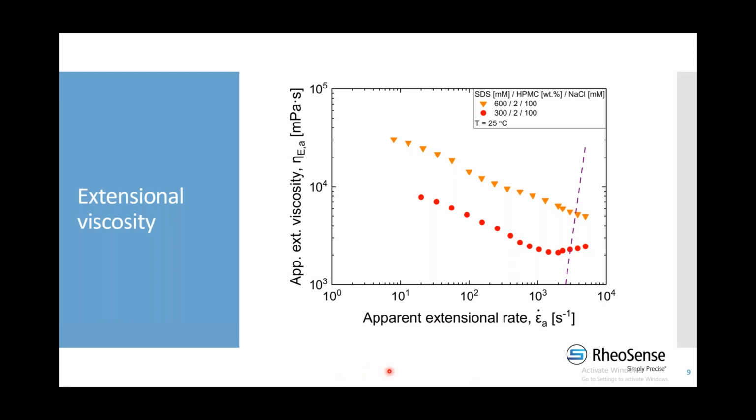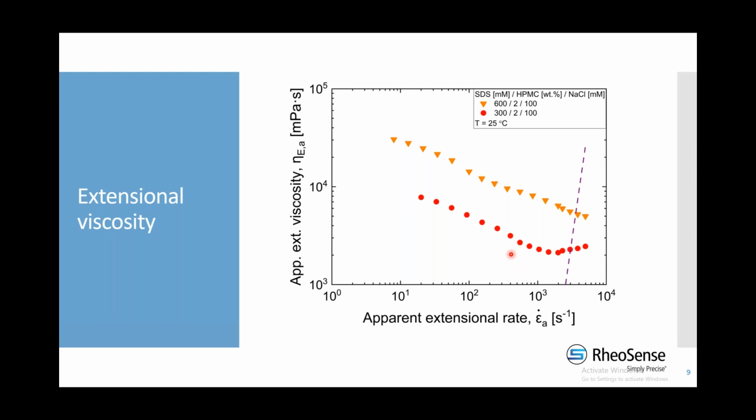So this plot here is showing you the results, the extensional viscosity versus extensional rates. These samples here have 28% polymer and 100 millimolar salt, and two concentrations of surfactant SDS. So you can see that the samples decrease in extensional viscosity up to high extensional rates. You can also see that as the surfactant concentration increases, the extensional viscosity will increase.